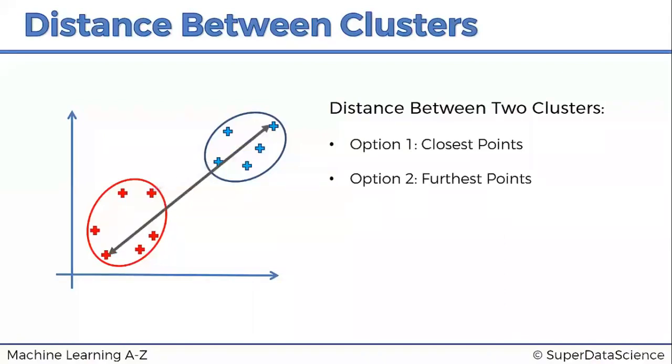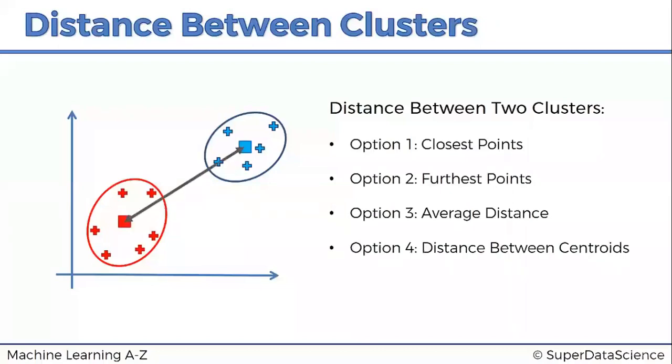Option two is actually take the two furthest points and call that the distance between two clusters. That's also a valid approach. Option three, take the average. So take the average of all the distances between the different points in the clusters, so all the combinations of different points, and take the average of that distance. Option four is take the distance between the centroids. So find the centroids and find the distance between the centroids and call that the distance between the two clusters.